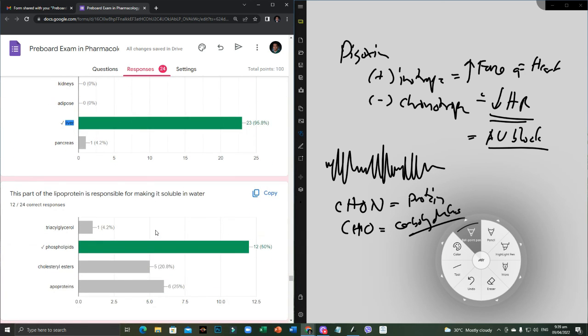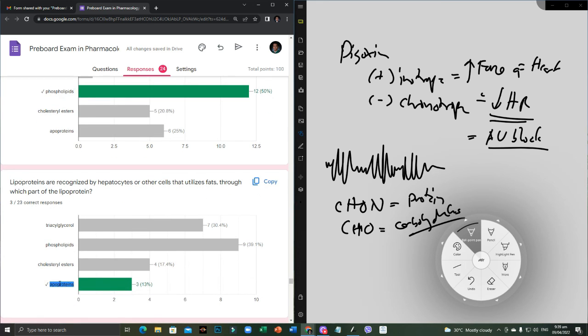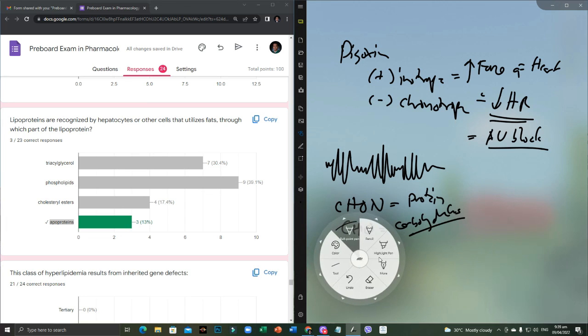This part of the lipoprotein is responsible for making it water soluble. So very good, that's the phospholipid portion of the lipoprotein. And lipoproteins are recognized by hepatocytes and other cells that utilize fats through its apoproteins. Okay, apoproteins, class, serve as IDs or markers in your cholesterol, in your lipoproteins, which allows them to be utilized by your cells. It's the ID of your fat, of your lipoprotein.